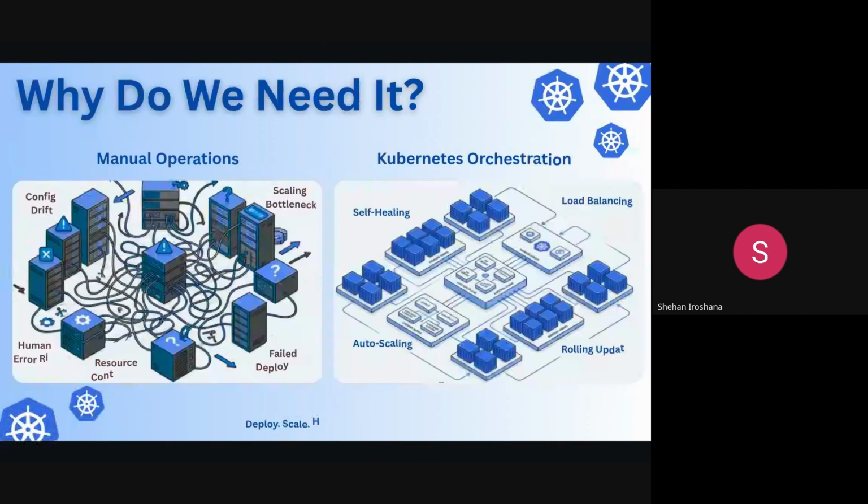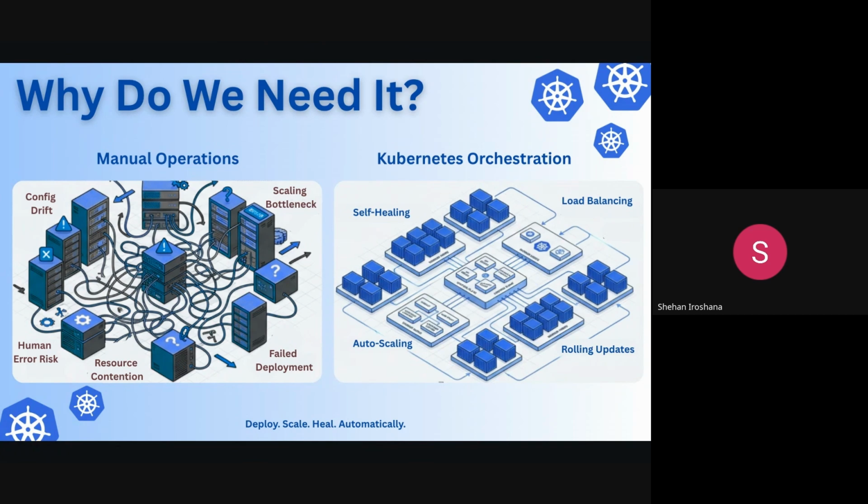So why do we need Kubernetes? When applications grow, managing containers manually becomes difficult. If a container crashes, someone has to restart it. If traffic increases, someone has to scale it. If a deployment fails, rolling back becomes risky. This creates problems like failing deployments, configuration and resource constraints, and scaling bottlenecks. And of course, human error becomes a big risk.